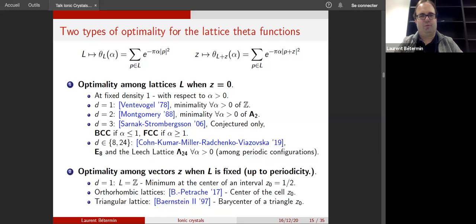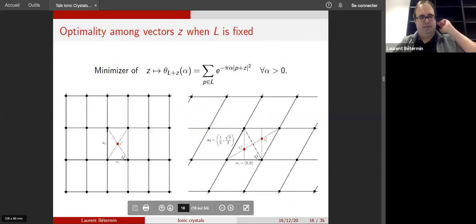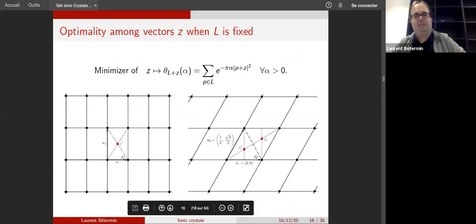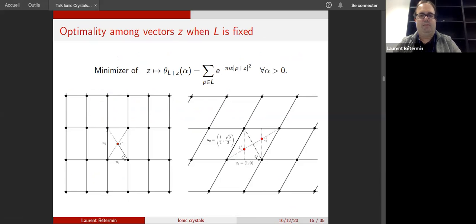So just to show you a picture, in the orthorhombic case, so in 2D the rectangular case, the center is a minimizer, and in the triangular lattice case, you have two minimizers that are the barycenters.